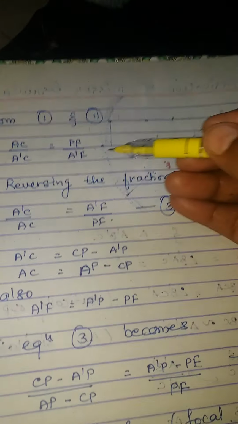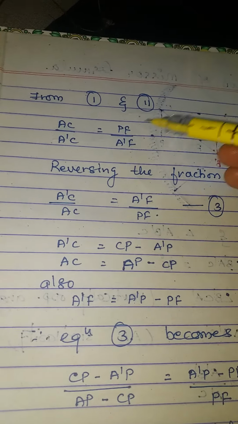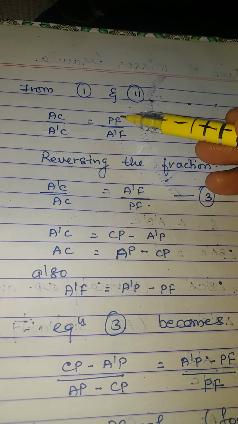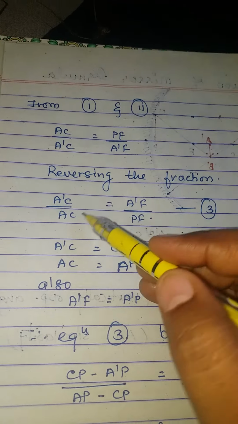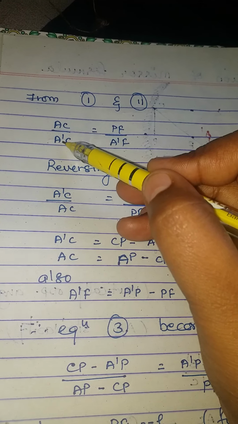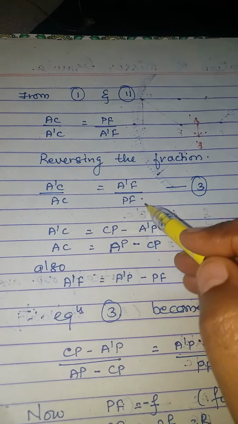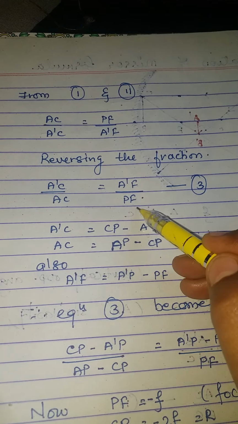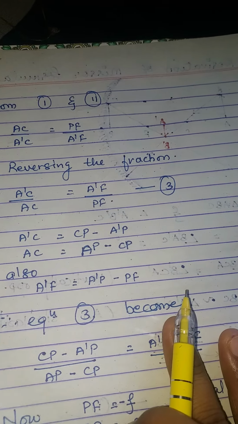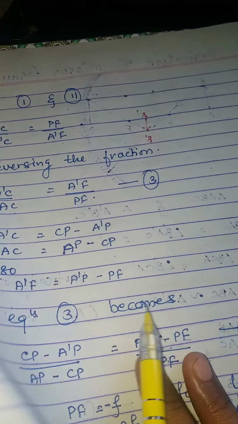Now what I will do, I will just turn it upside down, or I will reverse the numerator and denominator. What will it become? The numerator will come down and the denominator will come up. So A'C upon AC is equal to A'F upon PF. Now from the figure you will come to know what is the value of A'C.